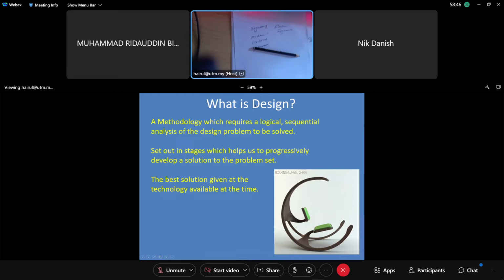So what is design? Just now was one way to explain design. Design has a methodology that requires a logical sequential analysis for a design problem to be solved. That's why we call design a process. The logical sequential analysis is the process. Design is the process of solving problems, to generate concepts and find the best solution.